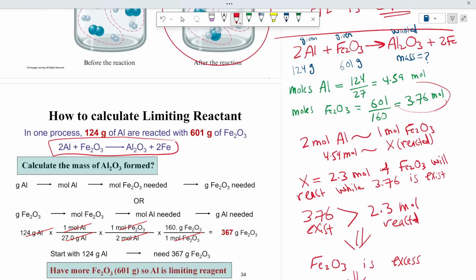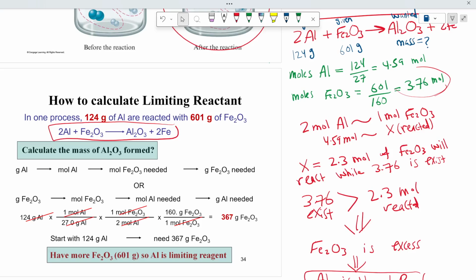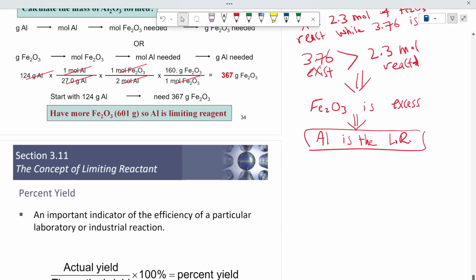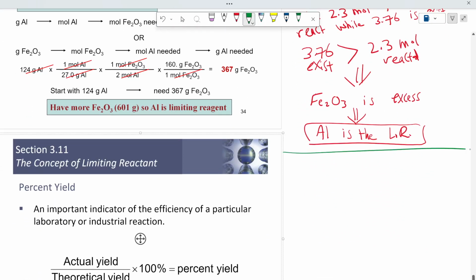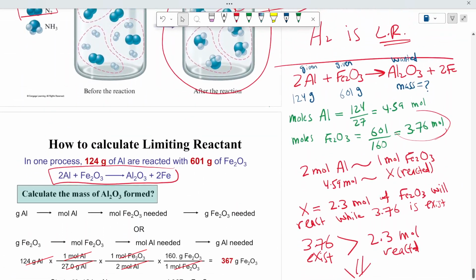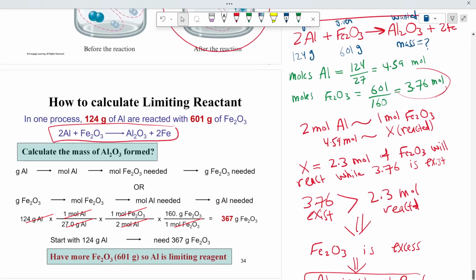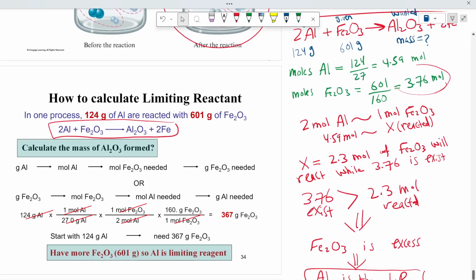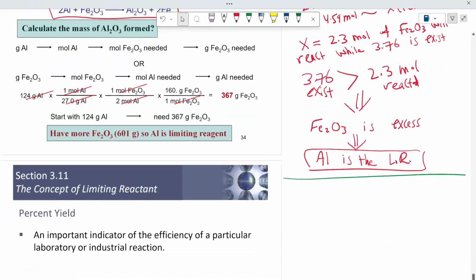So as Fe2O3 is the excess, then Al will be the limiting reactant. Al is the limiting reactant. This is the final conclusion. As I said, because this is the first problem, I will solve it in two different ways. If another student selects this ratio, if he wants to substitute the moles of Fe2O3, so what shall he do?